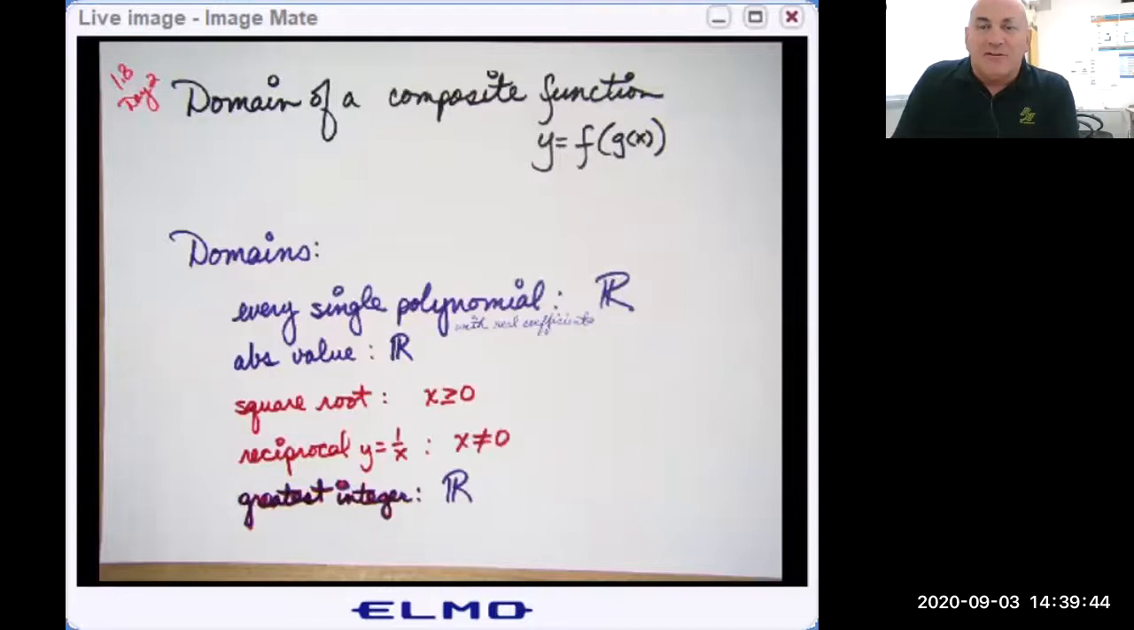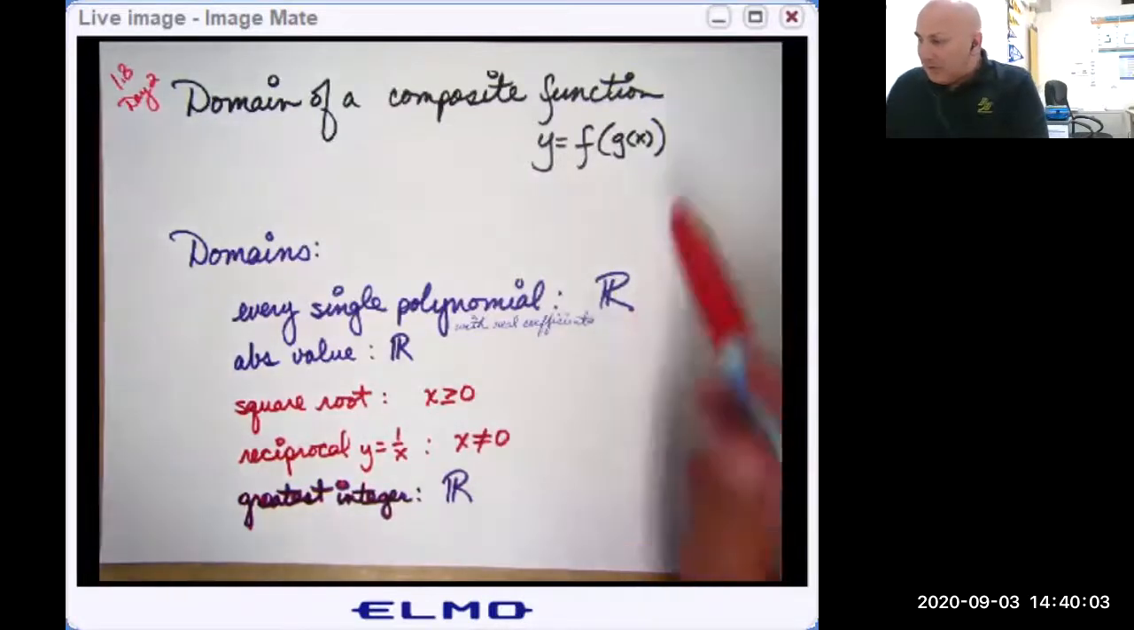Remember that a composite function, you can think of it if f is a function of u and u is a function of x, then f must be a function of x. And that's how we get composite functions.